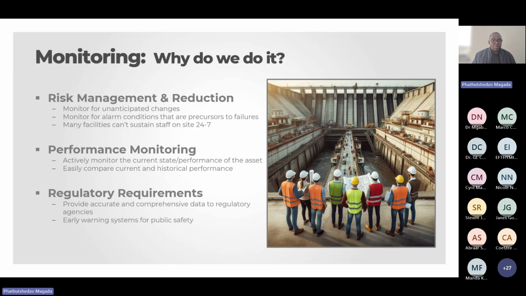So when we monitor, we also meet the regulatory requirements by providing accurate data. We don't provide guesswork. We need to provide accurate data to ensure that we comply with the regulatory bodies, and this will also give us a chance to determine early warning if there is a system failure, and then advise the public in this regard.